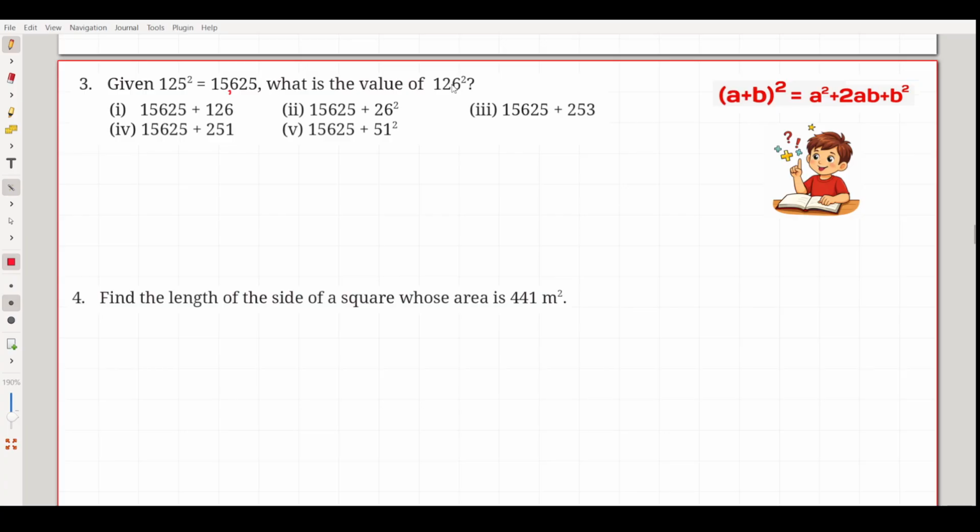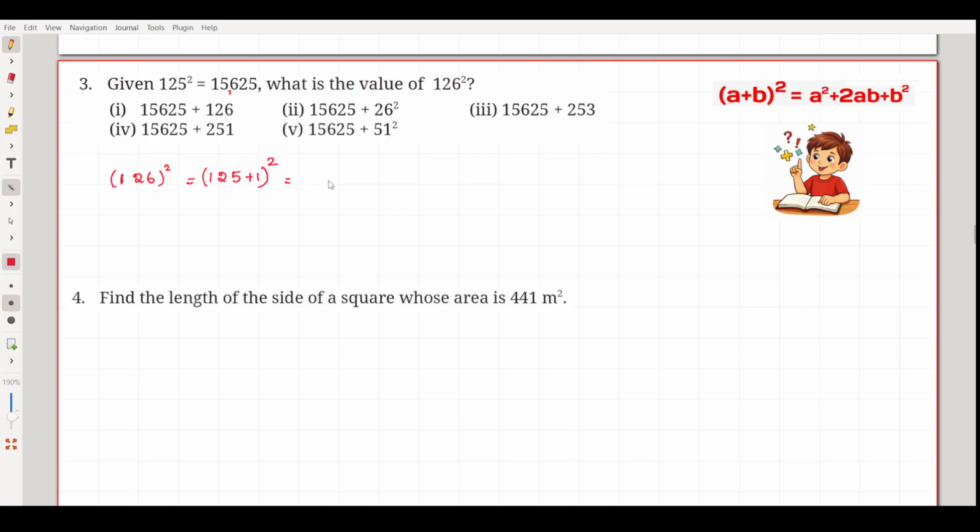For this we are going to use the identity: a plus b the whole square is equal to a square plus 2ab plus b square. Now apply the formula. 126 square can be written as 125 plus 1 the whole square. Now this is a, this is b.